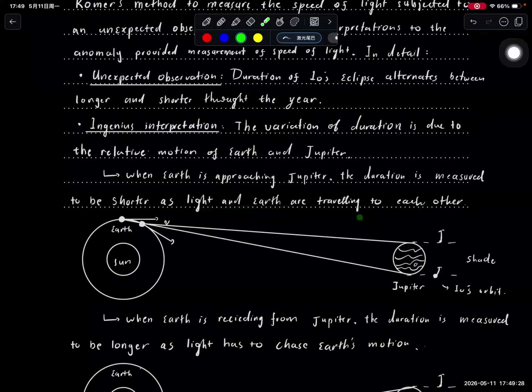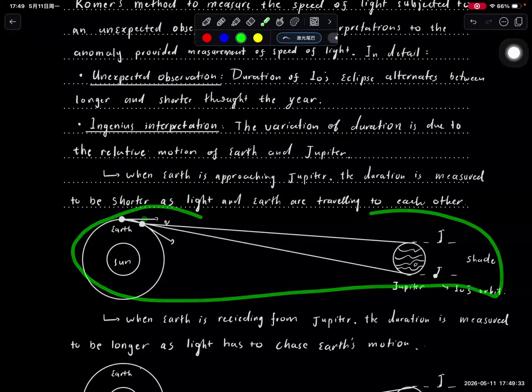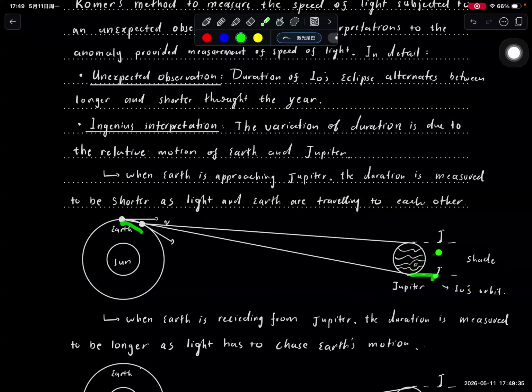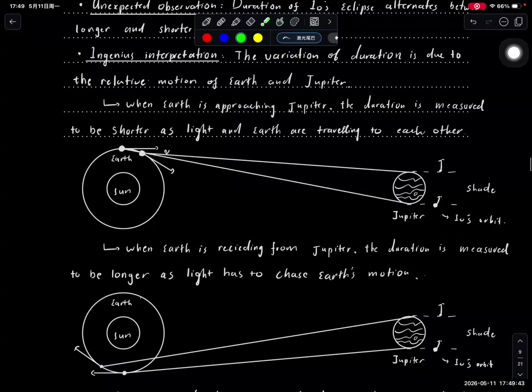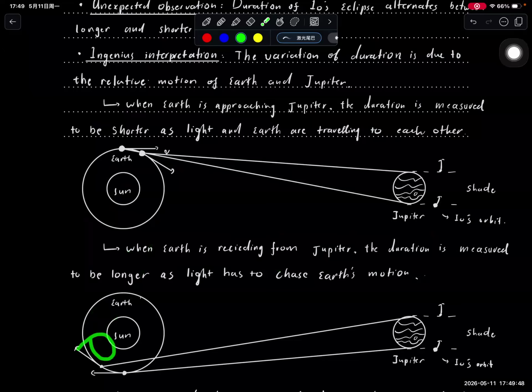relative to each other, approaching each other. Draw this diagram, where Earth is moving toward Jupiter, and the light travels a shorter distance, so Earth people see less time. And when Earth is moving away, you draw the opposite diagram, so you will see a longer period in this case.